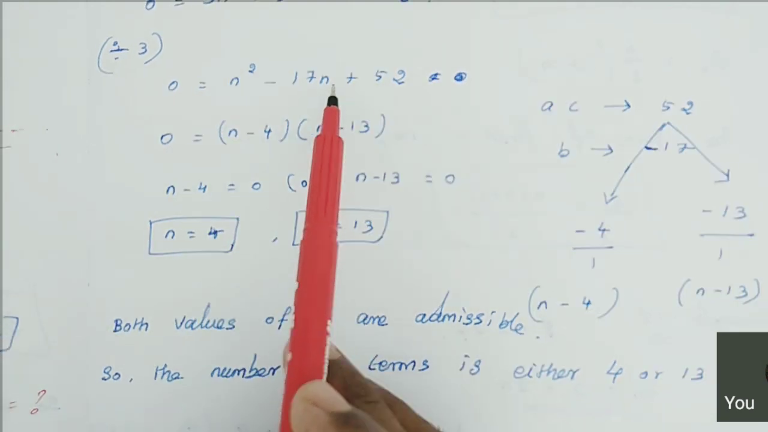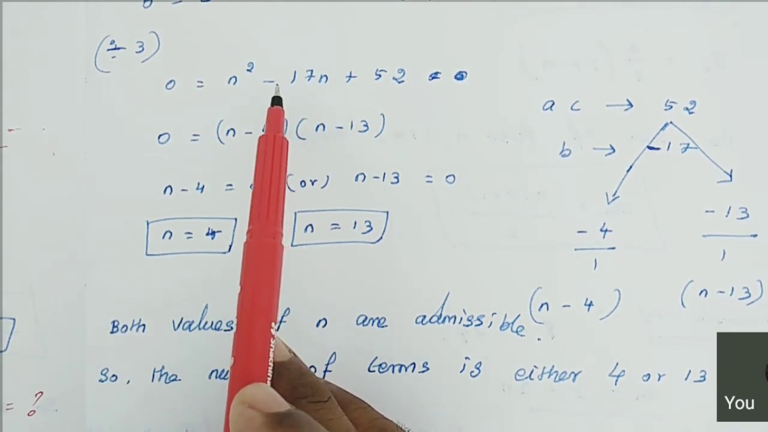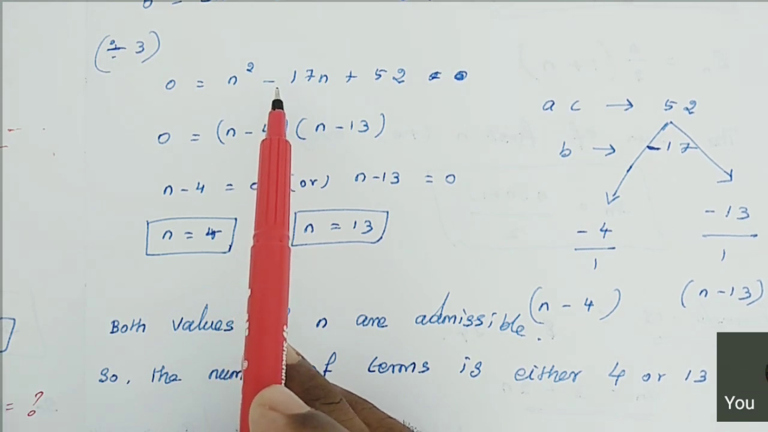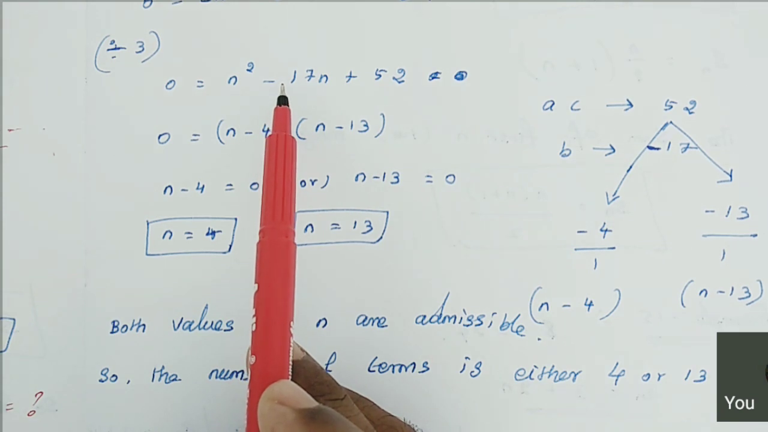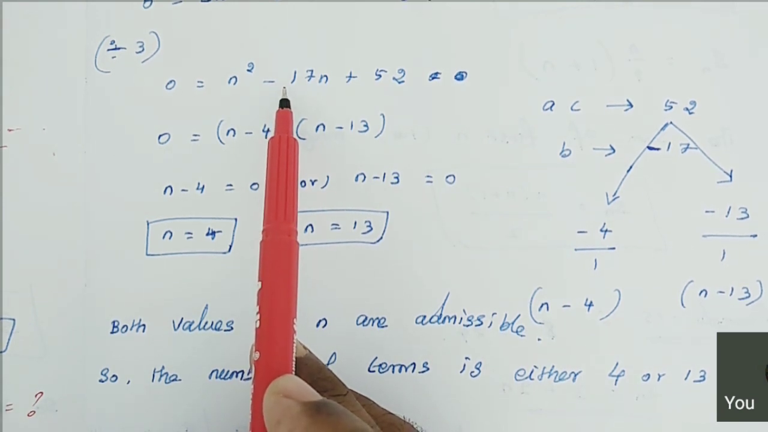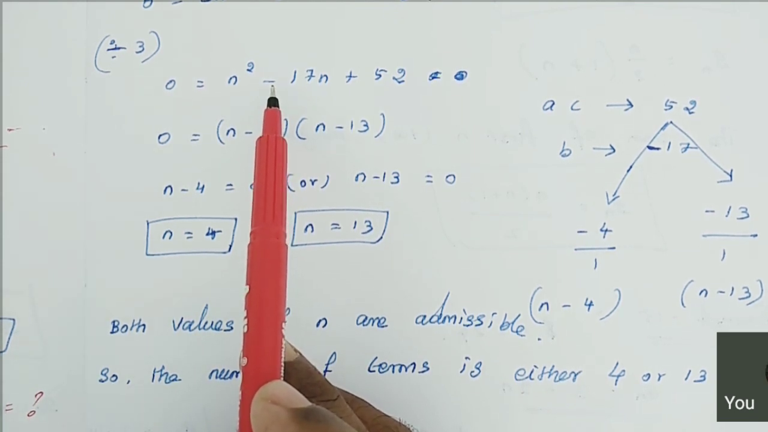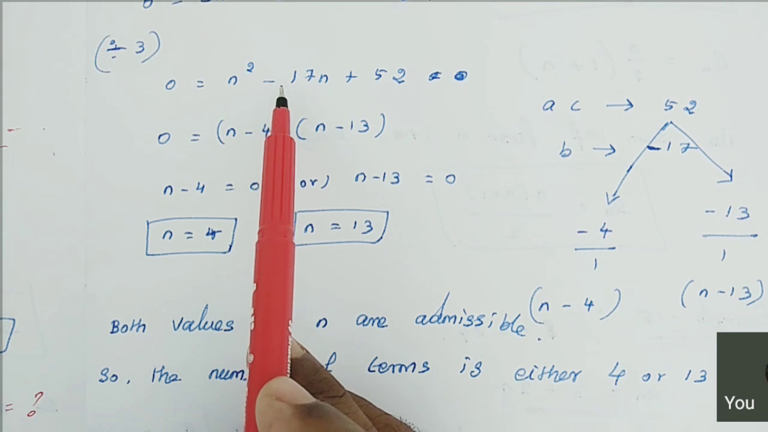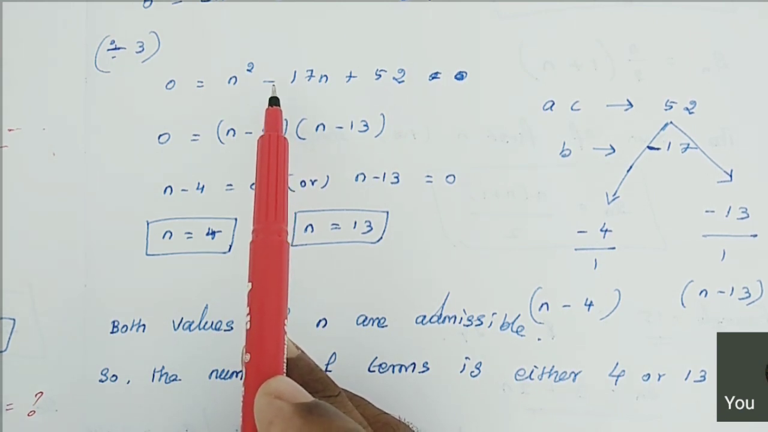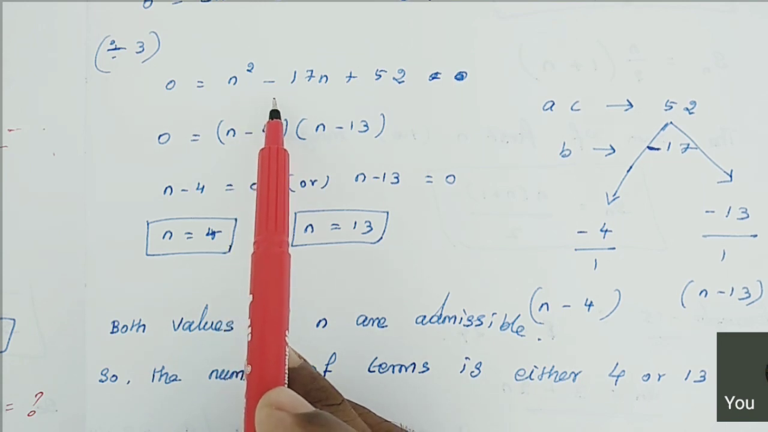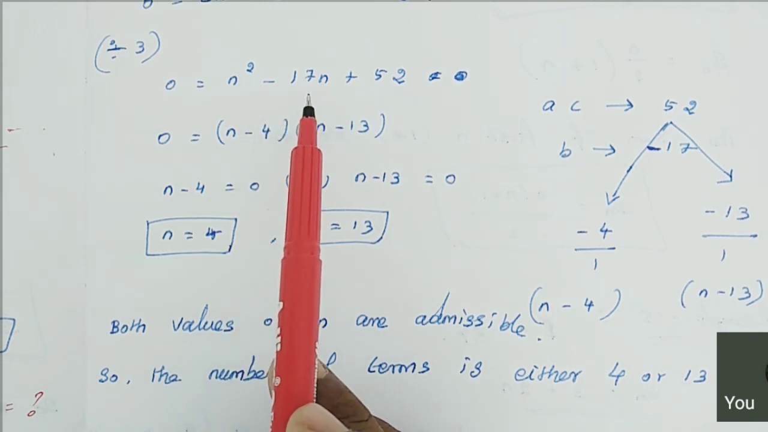So now it is in a quadratic polynomial form. So we are supposed to find the roots of this equation, right? You can use any one method, maybe the quadratic formula method, the complete square method, or the middle term splitting method, to find the roots of this quadratic equation. Here I'm using the middle term splitting method.